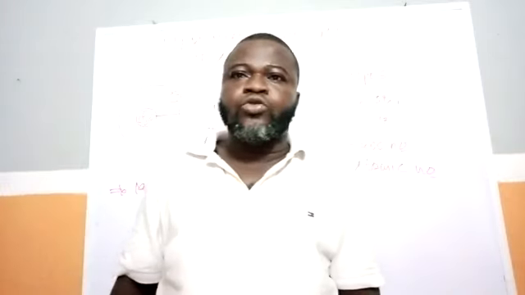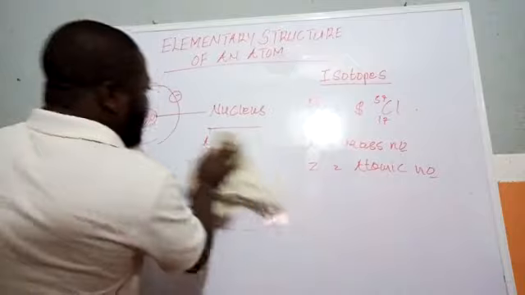You can put it down: calculation. Number 1. What is the nuclear number of helium with 2 protons and 2 neutrons? They are asking for the nuclear number of helium with 2 protons and 2 neutrons. So let's see that now.